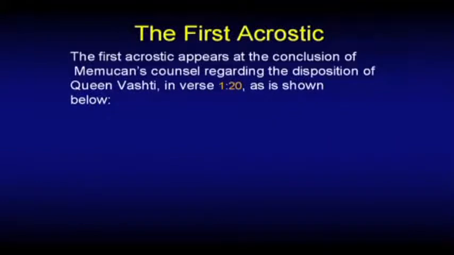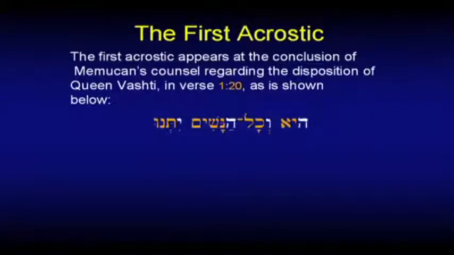The first acrostic we'll take a look at appears at the conclusion of Memucan's counsel regarding the disposition of Queen Vashti, back in chapter 1, verse 20. And it's shown as I'm showing you here. But if you take the first letter of each word, bear in mind, let's back up a minute.